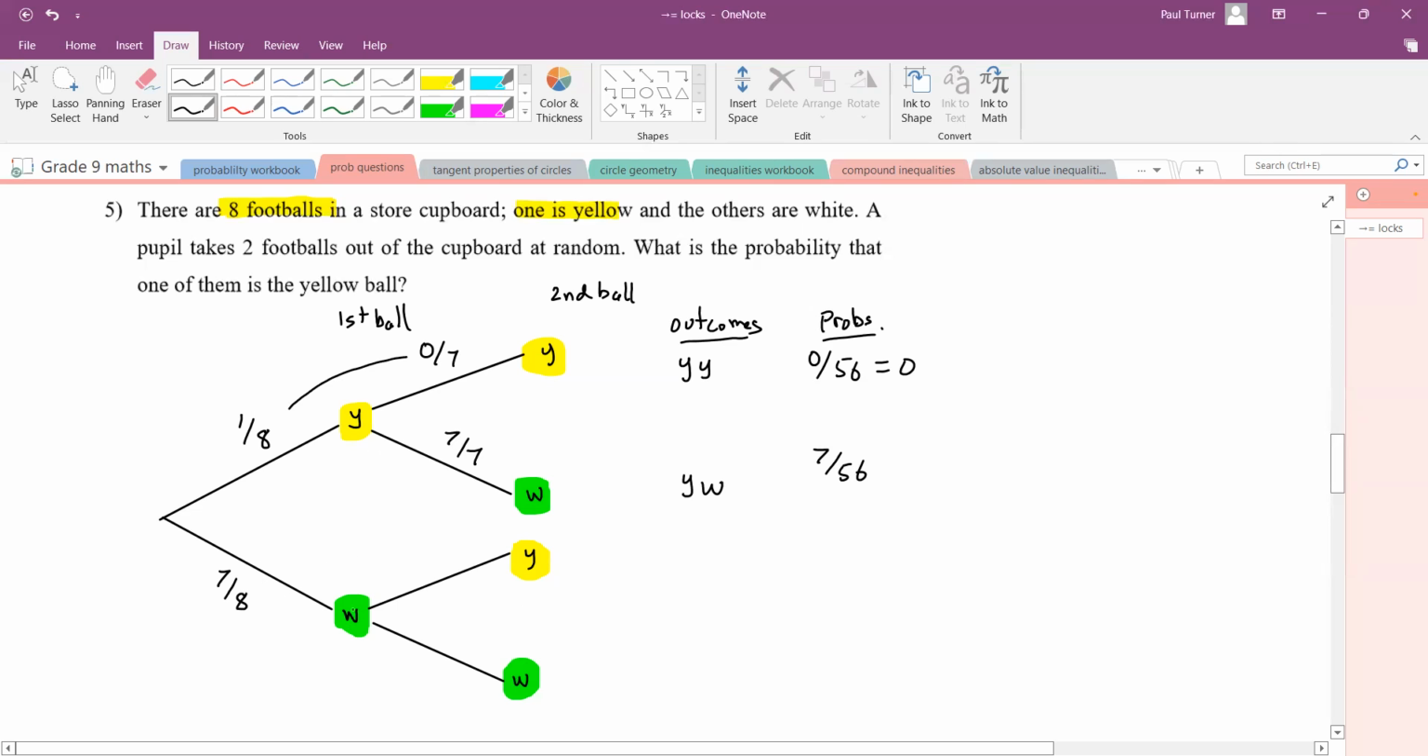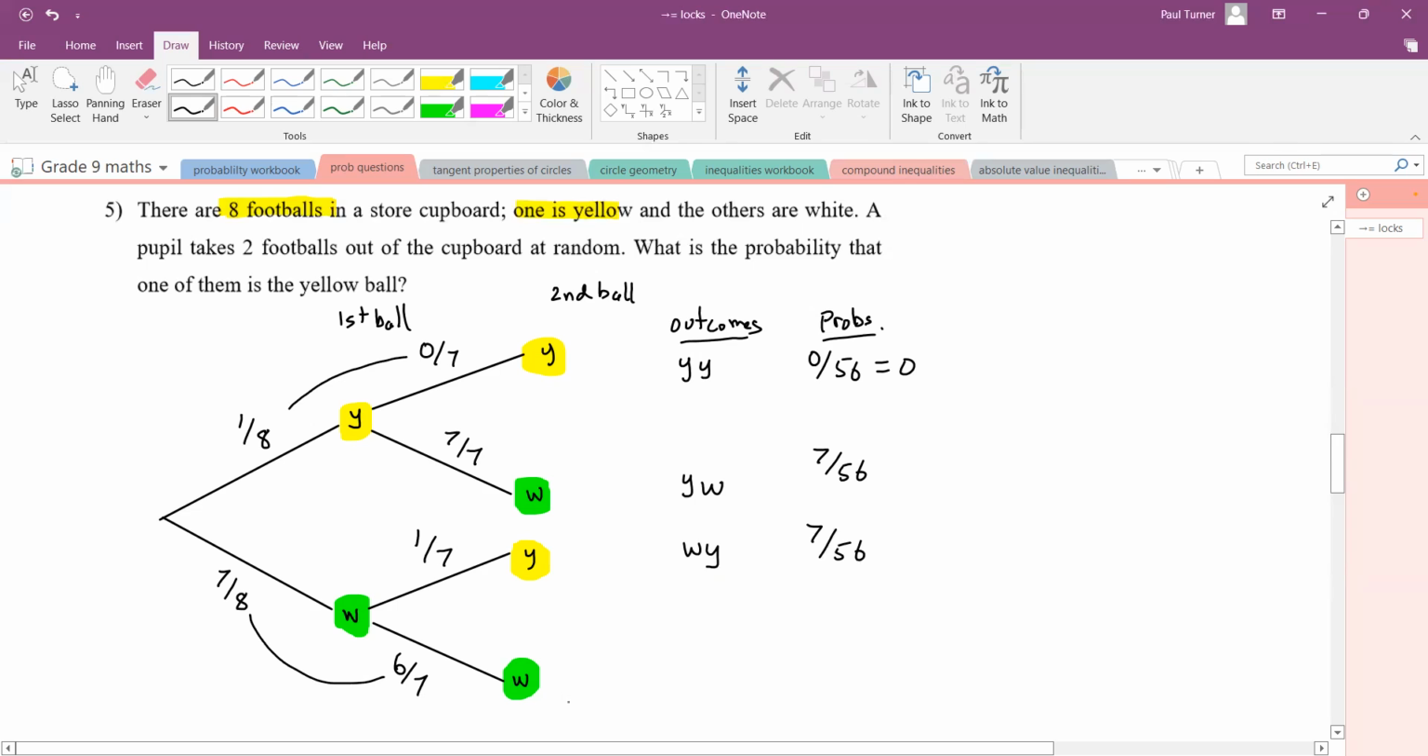And if you take out a white ball first, you'll have 7 out of 8. Take out another white ball, this would become 6 out of 7. Okay, so we reduce the balls down once, white following another white. Now, in this case, you still have 1 yellow ball left. So this is 1 out of 7. Okay, so we've got white, yellow as the outcome there. So that's 7 on 7 eighths of 56.